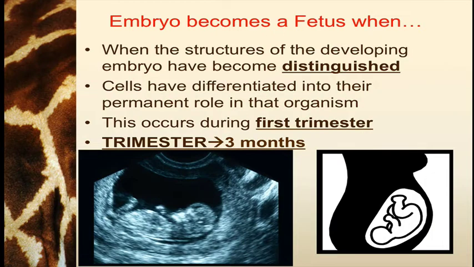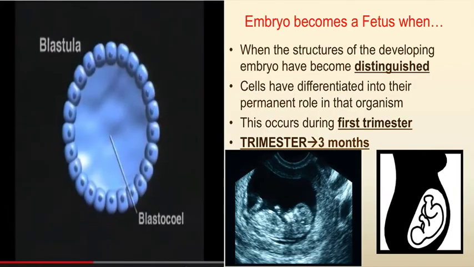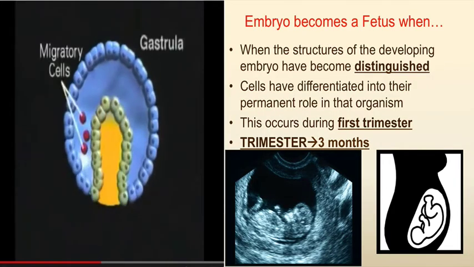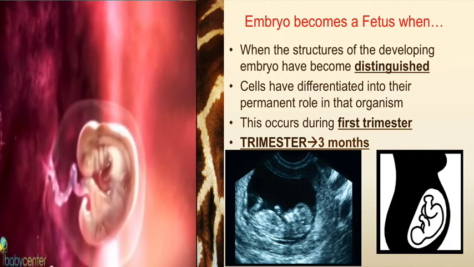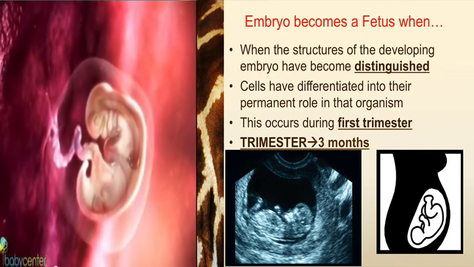Now, how exactly do we go from being a zygote to a ball of cells, a morula, blastocyst, and a gastrula, to an embryo, and then to a fetus? Well, there are some major changes that do have to occur. In order for an embryo to become considered a fetus, what we're going to have to see is differentiated cells into germ layers. This is when we can actually distinguish the different layers. Cells are fully differentiated, and this all occurs during the first trimester.